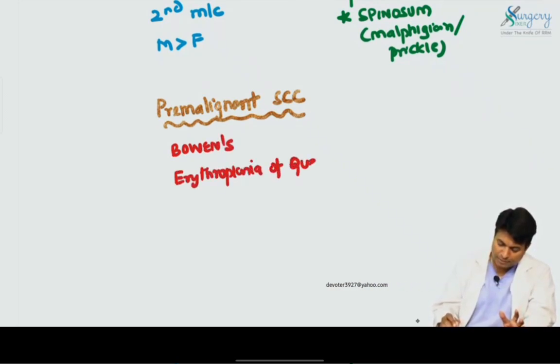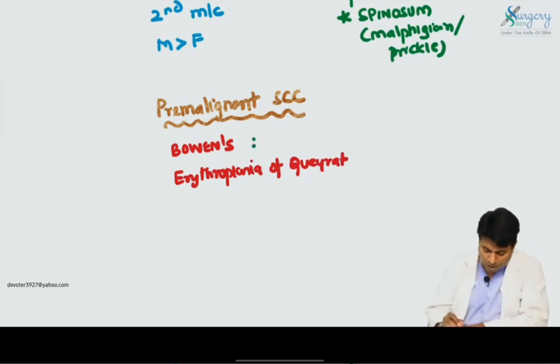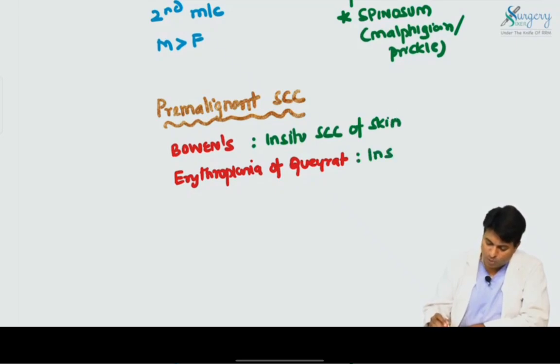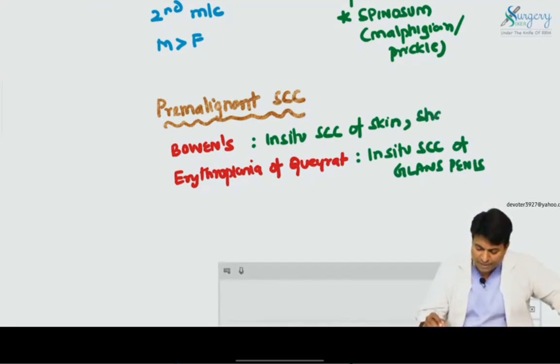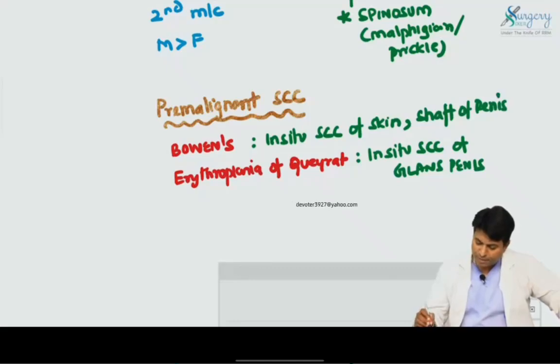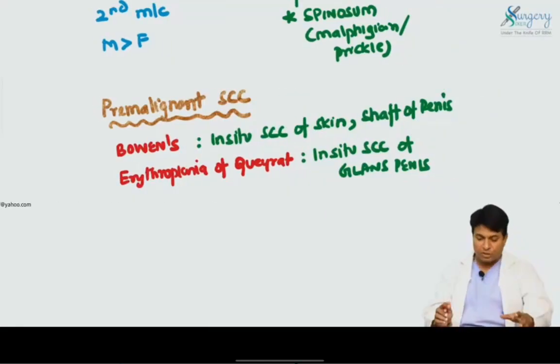Bowen's disease is an in situ squamous cell cancer of the skin. Erythroplasia of Queyrat is in situ squamous cell cancer of the glans penis. So in situ squamous cell cancer happening anywhere in the skin or in the shaft of the penis is known as Bowen's disease. In situ squamous cell cancer arising in the glans penis is known as erythroplasia of Queyrat.